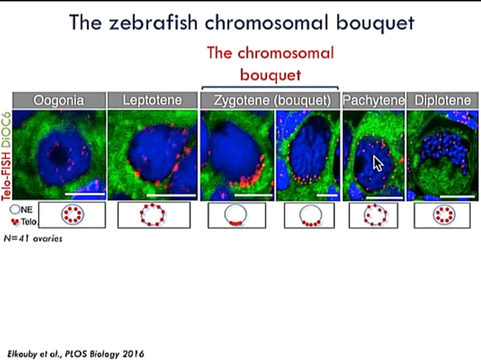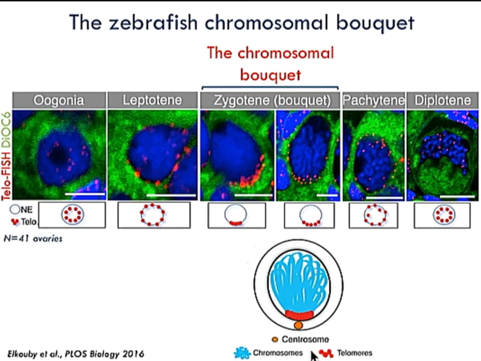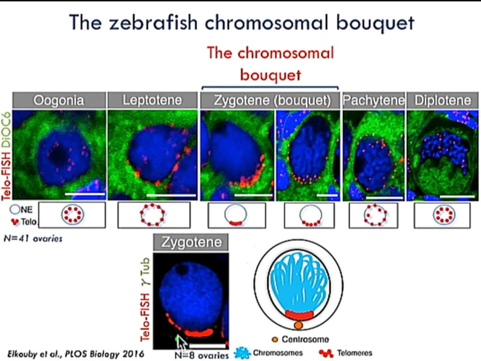Another feature of the bouquet is the localization of the centrosome opposing the telomere cluster. And we could indeed detect the centrosome strictly localized opposing the telomere cluster at the zygotene oocyte. And so now that we have this configuration of the bouquet, we could ask whether Balbiani body components are localized at these stages and if they're somehow localized along this axis.